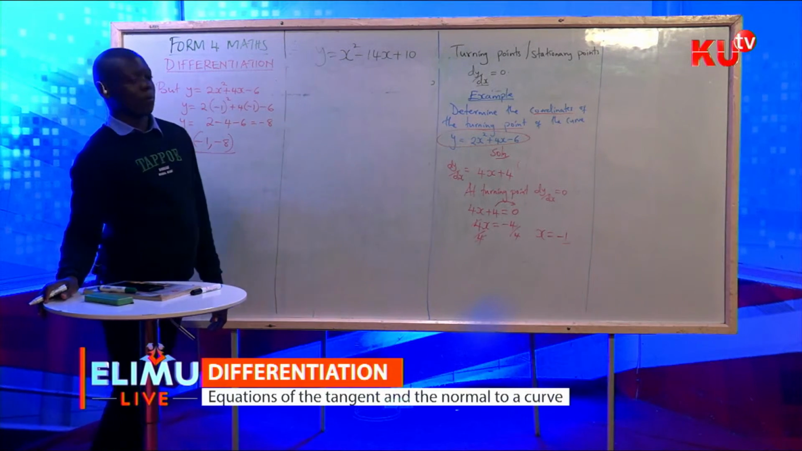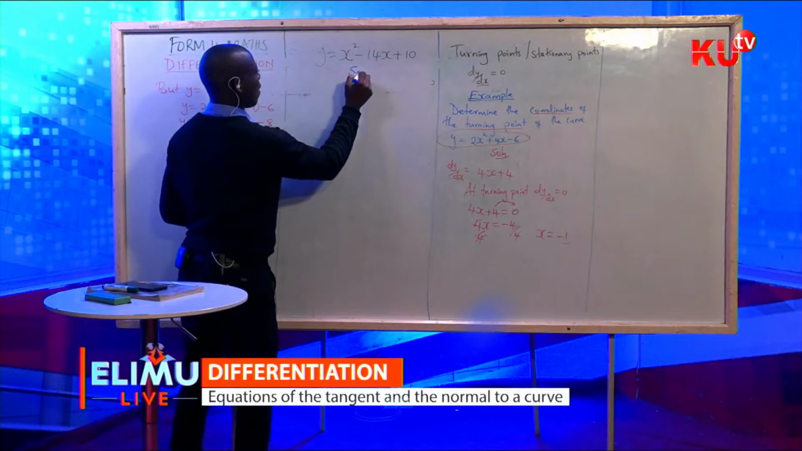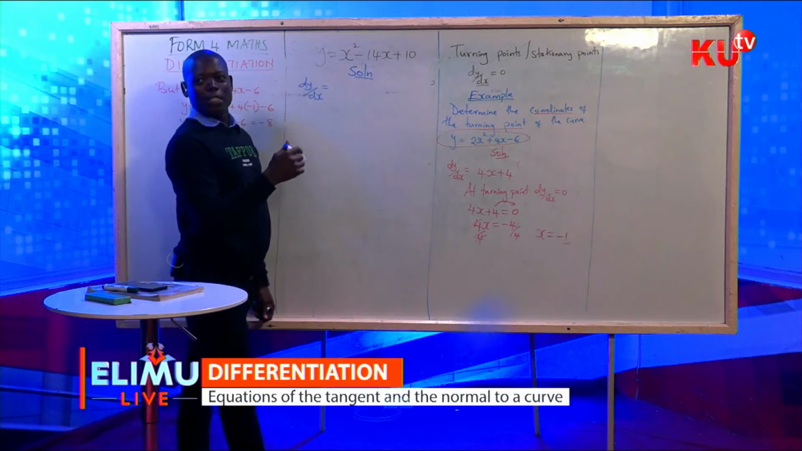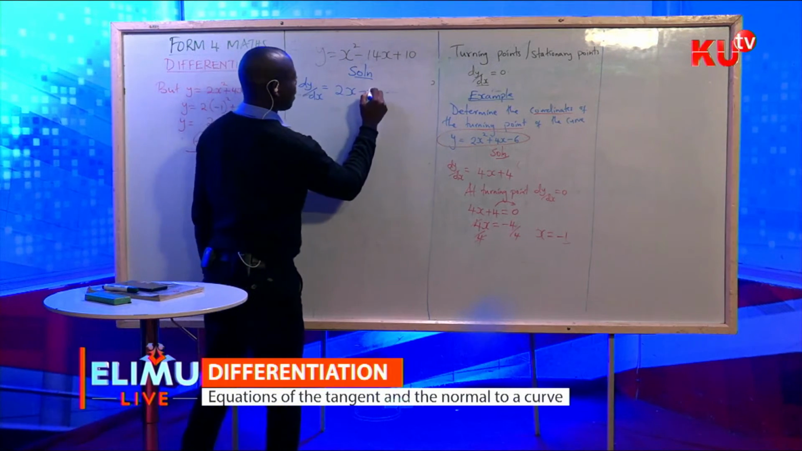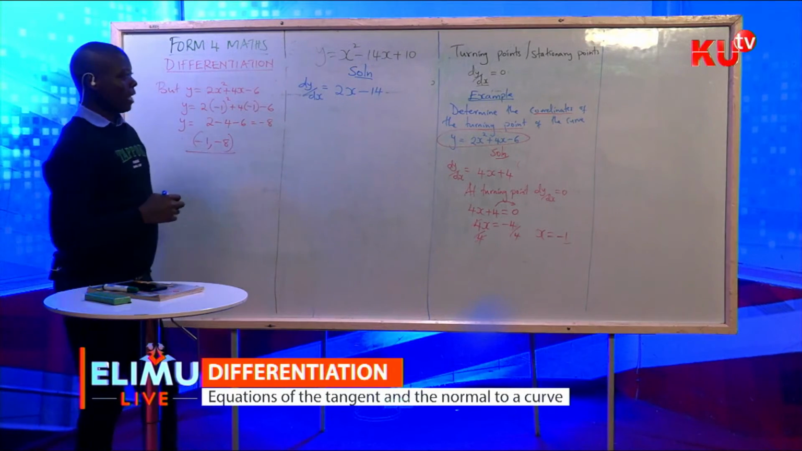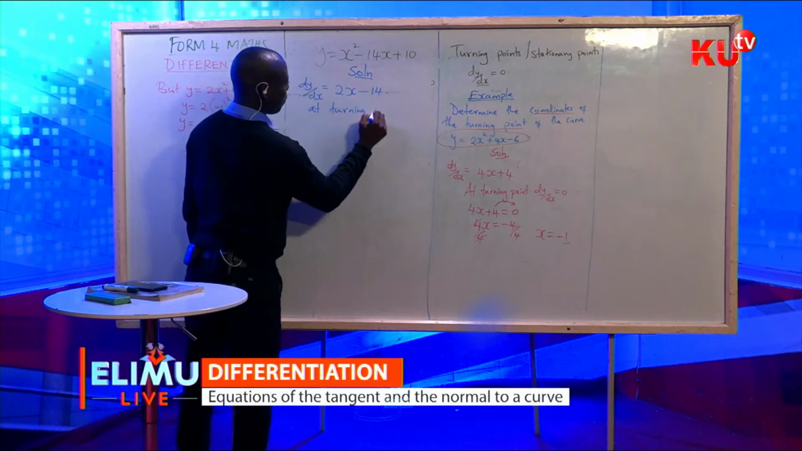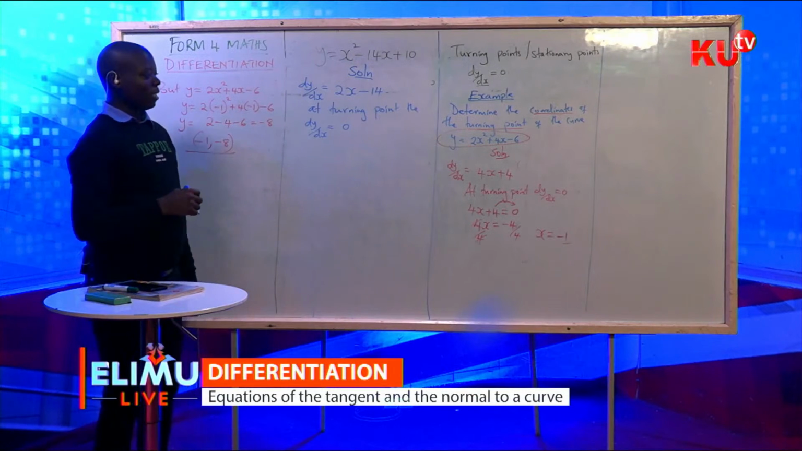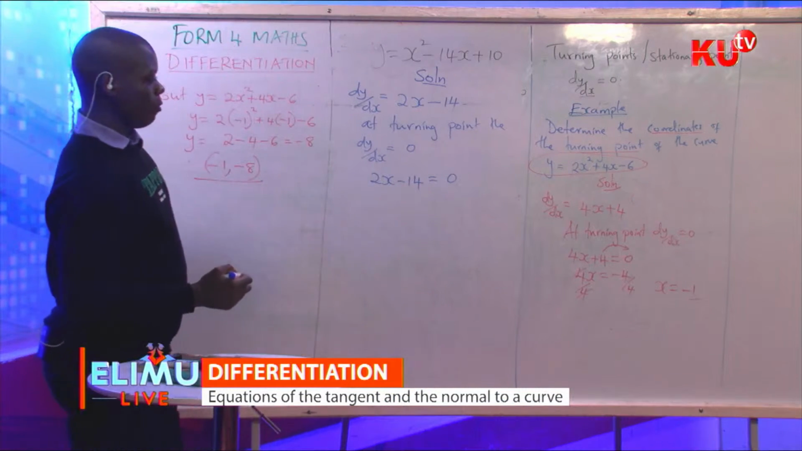We need to get the turning points. Where do you start, students? Yes, the first thing to do is to differentiate the function of the curve. So let's differentiate our solution. Dy dx equal to, if you differentiate x squared, what do you have, students? 2x. Differentiate 14x, students. Negative 14. Good. We have negative 14. Next step, yes, we equate the dy dx to 0. At the turning point, the dy dx is equals to 0. Therefore, we have 2x less 14 is equals to 0.